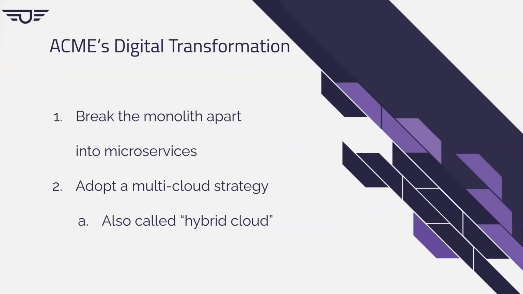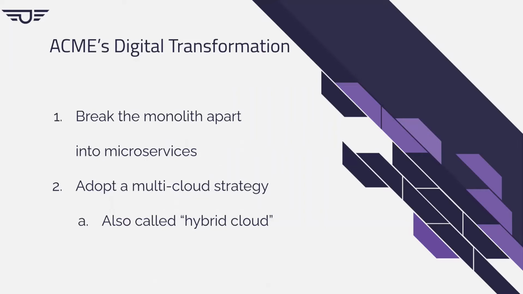Because of this, ACME's CTO has been working on their digital transformation plans. And generally, the term digital transformation means improving business processes by modernizing the company's technology and operations. As part of their digital transformation, the CTO has informed the development team of the two most important goals: breaking apart their monolith into microservices and adopting a multi-cloud or hybrid cloud strategy.